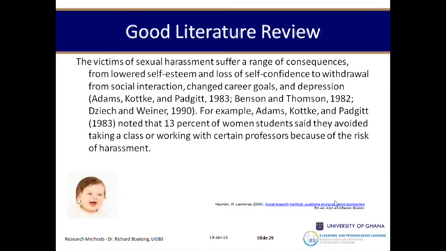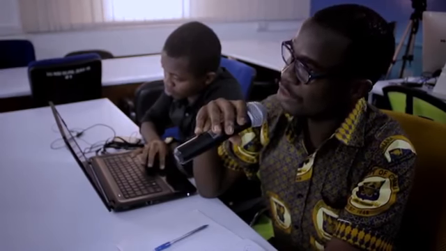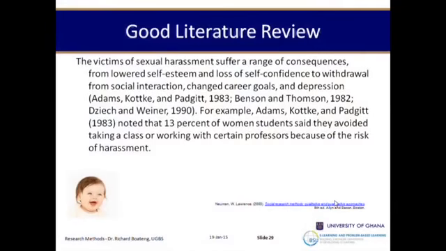Comparing this with the first one, you can clearly see that the writer brought in what we've been discussing: argument, evidence, and illustrations. The author would bring in his argument, cite those who wrote on that, and then find an illustration. That's where he brought in the examples. For example, Adams and the rest noted that 13%; those are his illustrations. And then the argument is that the victims of sexual harassment suffer a range of consequences. And then he supported that with his evidence, which is the literature that he used.